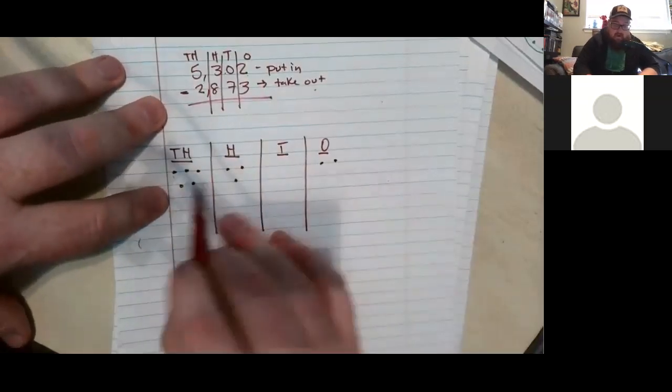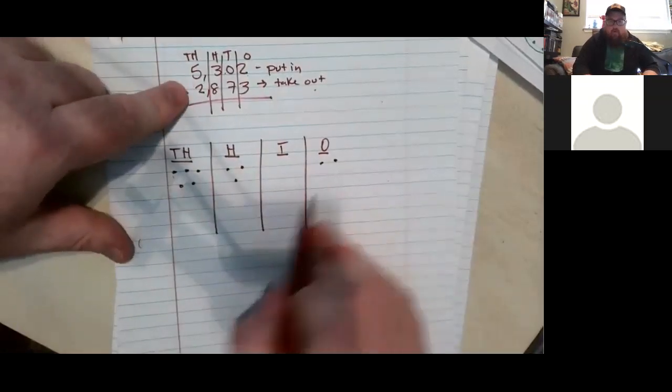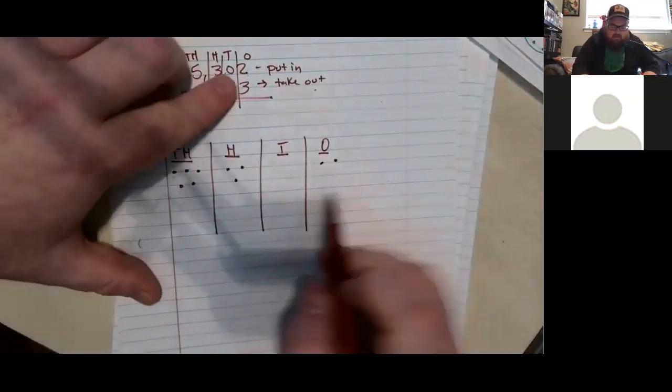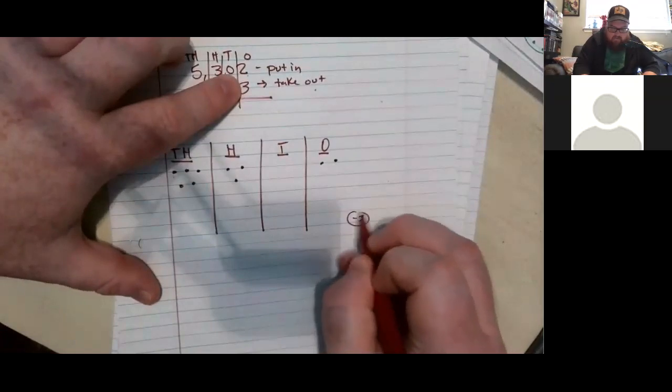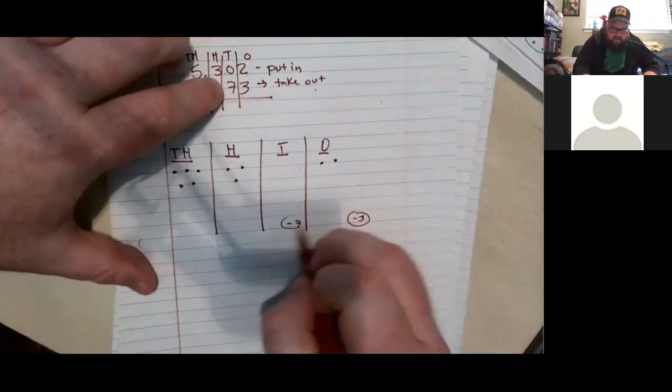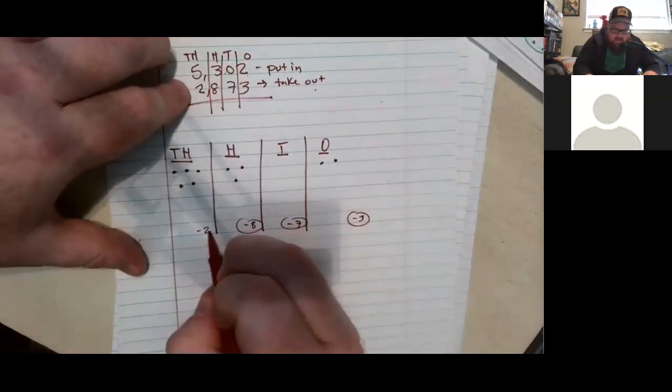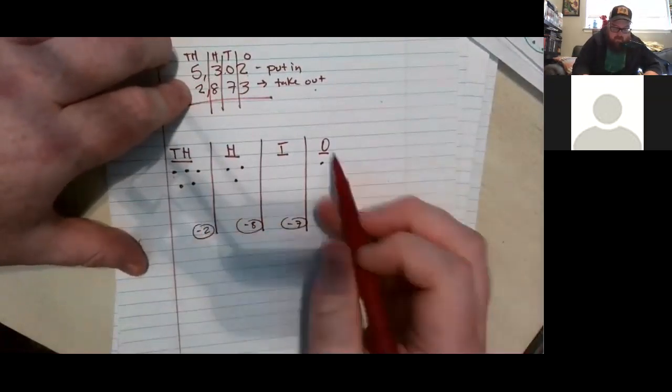Okay, now we're going to end up subtracting. So we're going to write this number on the bottom so we know what number comes out of each place value. So I need to take a 3 out of the ones, a 7 out of the tens. I'm taking an 8 out of the hundreds. And then I'm going to take a 2 out of the thousands. So now we can go ahead and subtract.